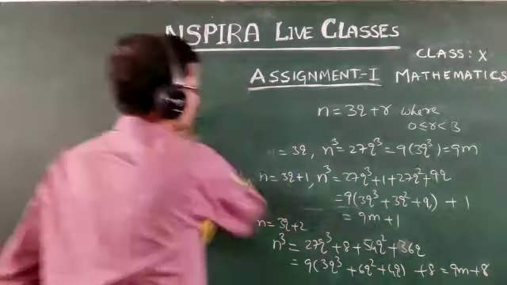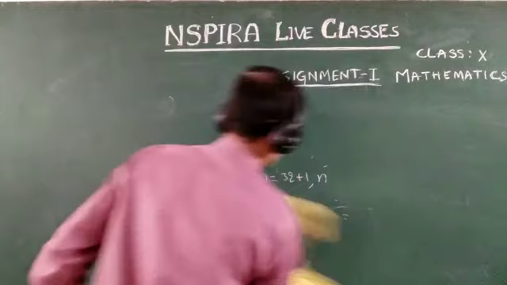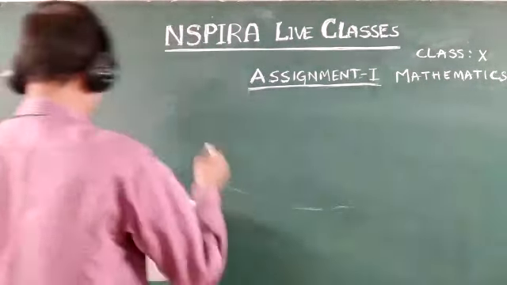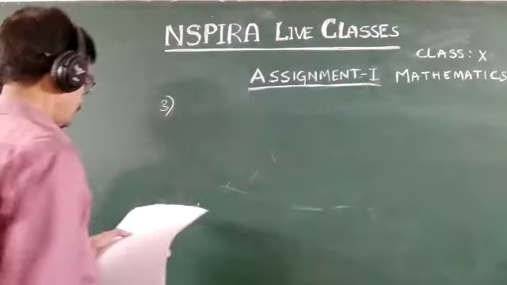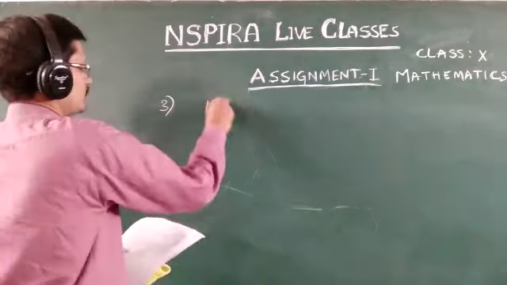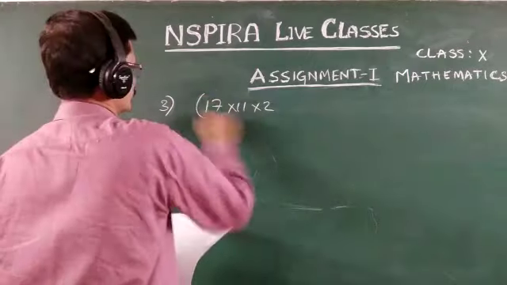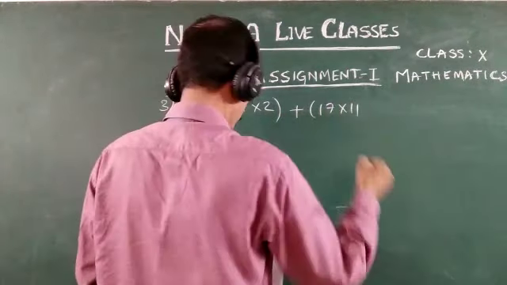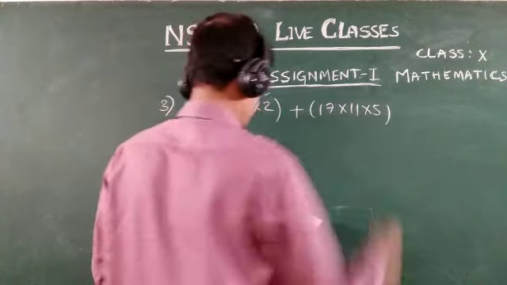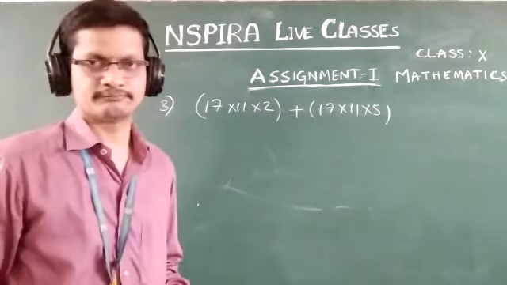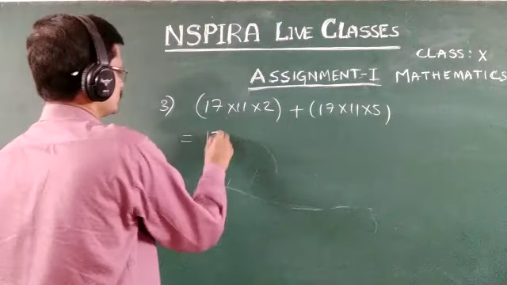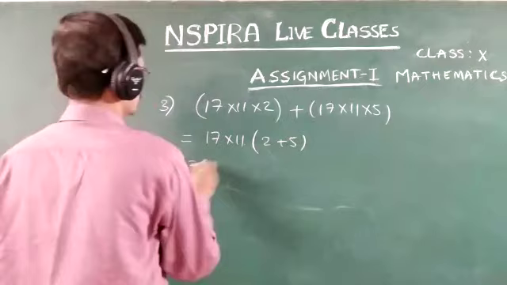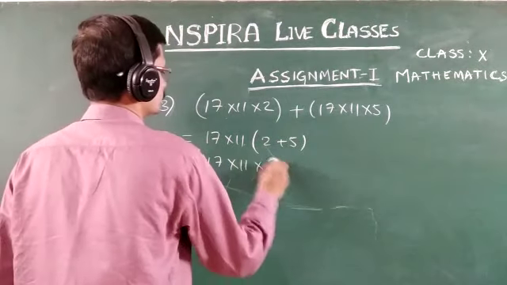Now see the third one. How will you show that 17 into 11 into 2 plus 17 into 11 into 5 is a composite number? See, observe here, take 17 into 11 common, then 2 plus 5. This can be written as 17 into 11 into 7.